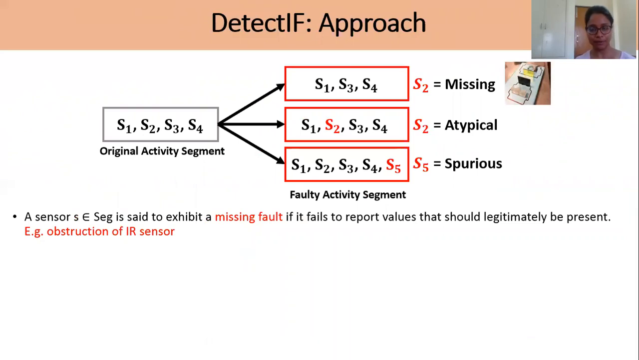First, let's see what we call missing. A sensor in a segment is said to exhibit a missing fault if it fails to report values that should have been legitimately present. As you can see in the example, S2 was initially present in the original activity segment, but it is missing, probably due to some sort of obstruction. So it is a missing fault.